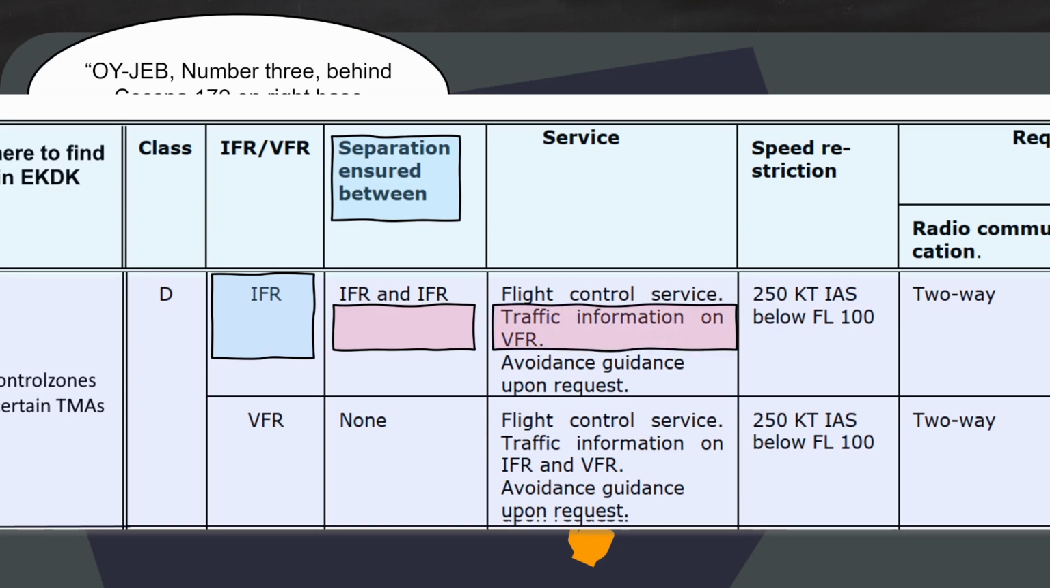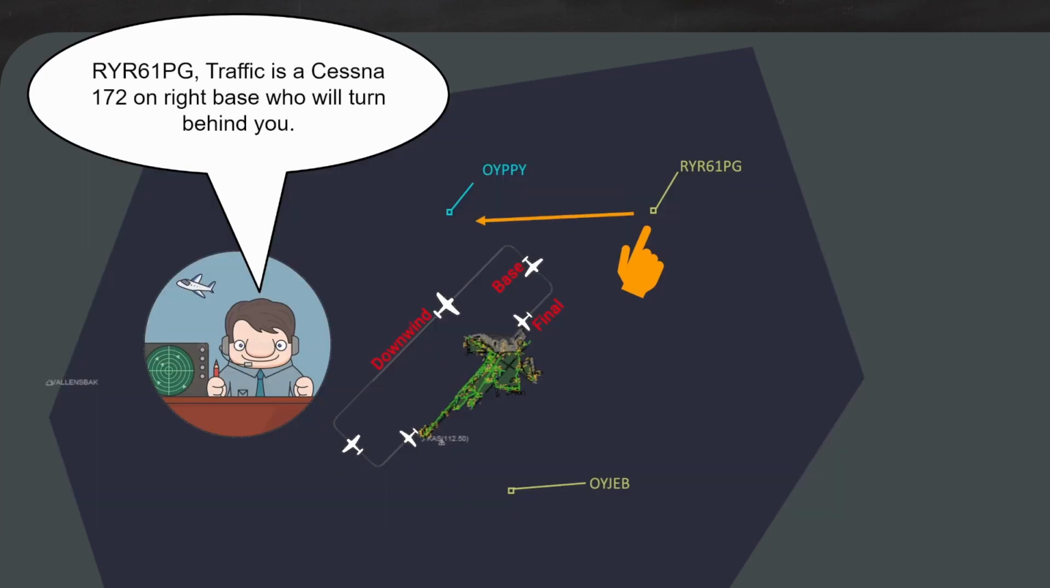Aha! So that means that any IFR traffic interacting with VFR needs the exact same traffic information. So in this case, we continue: Ryanair 61 Papa Golf, traffic information is a Cessna 172 on right base who will turn behind you. It's a lot of work. And if you take on this amount of work, then you have to make sure that you can handle it. Remember, everybody needs traffic information about traffic that concerns them. And of course, it's important to think logically about what traffic information is valid.